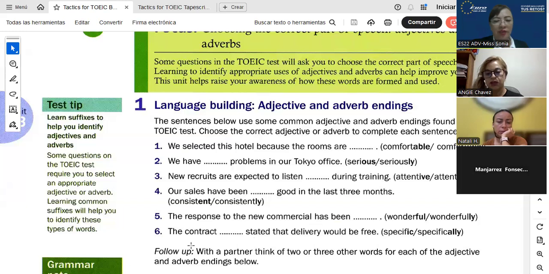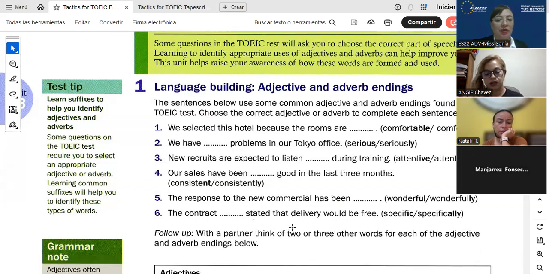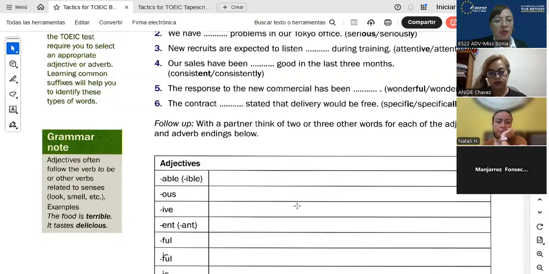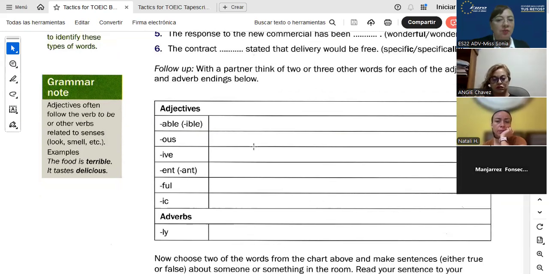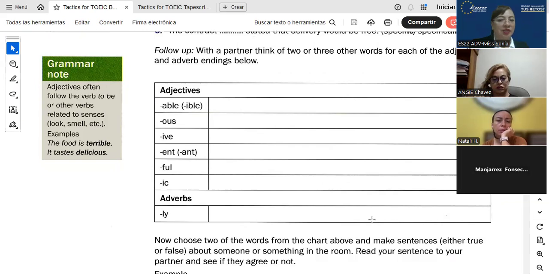Six? The contract specifically stated that delivery would be free, right? Yes. Okay. It says to do it with a partner, but we are going to do it as a group, of course. Think of 3 or more words for each of the adjective and adverb endings below in this chart. What would you say?